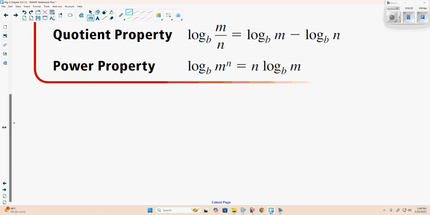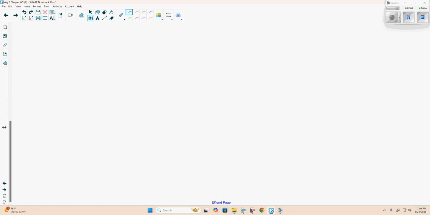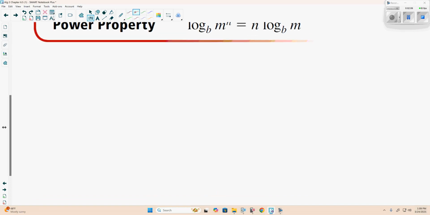Now, in simple terms, what this is telling us is that we could take, say, log base 8 of 2 times x. We have two things being multiplied together inside the log. We can rewrite it as a sum. So we have log base 8 of 2, one of our numbers being multiplied inside the log, plus our other, log base 8 of x. We have two or more things being multiplied inside the log. We can rewrite it as a sum of those logs.